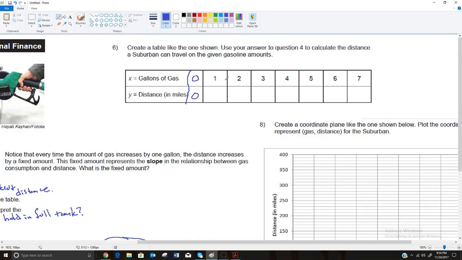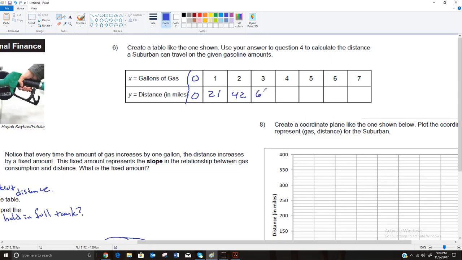We just said if you have 1 gallon of gas, you could go 21 miles. That's what 21 miles per gallon means. So 1 gallon would get you 21 miles. So 2 gallons should get you 42 miles. And every gallon after that just adds on 21 more miles that you can go.